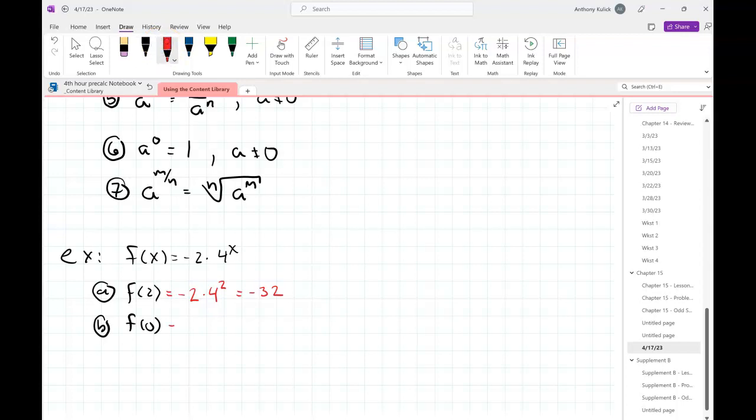What about f of 0? What's that going to give us? Nope. Negative 2 is correct. 4 to the 0 is 1. Remember, any non-zero number to the 0 is 1.